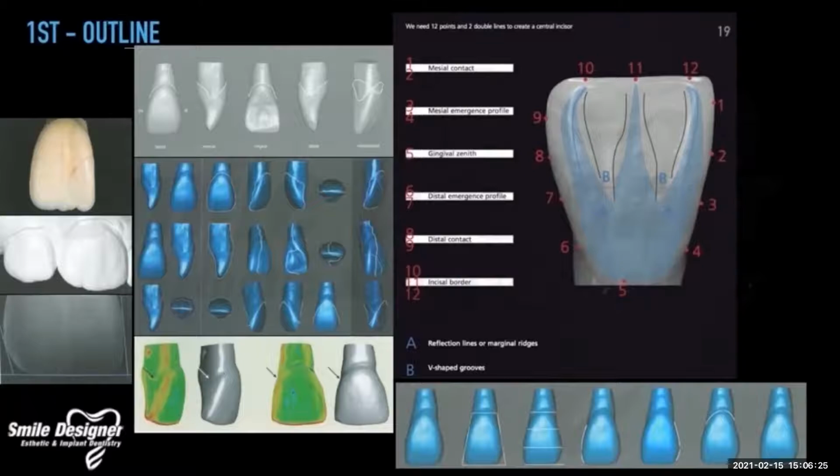For the outline, 12 points or 6 areas of anterior teeth should be checked. Area 1 is mesial contact between point 1 and point 2. Area 2 is mesial emergence profile between point 3 and 4. Area 3 is gingival zenith, point 5. Area 4 is distal emergence profile between point 6 and point 7. Area 5 is distal contact between point 8 and point 9. And area 6 is incisal border between 3 points, 10, 11, and 12. This means that the incisal border is wavy-like, not straight.